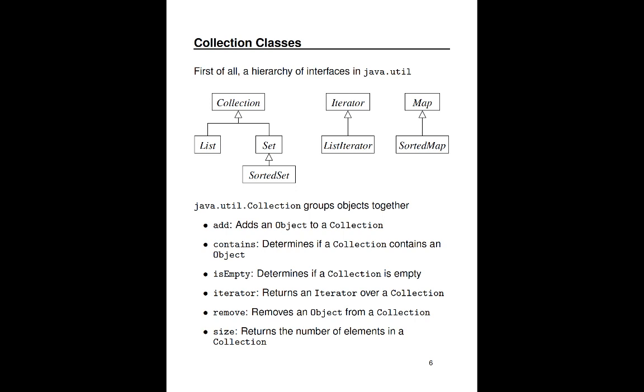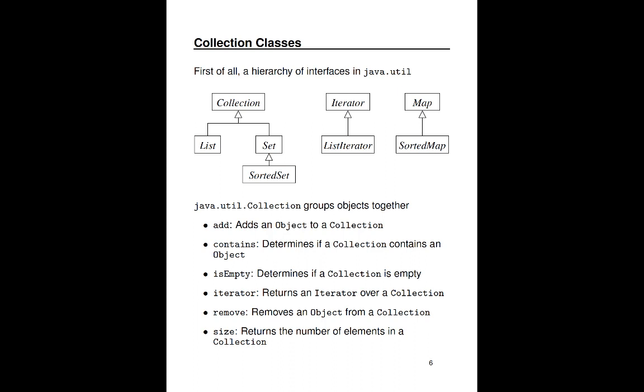And then finally, there are maps. These are like hash tables. You've got key value pairs. There's a map interface and a sub-interface of that called sorted map. So let's take a little bit and talk in more detail about what these interfaces are all about.